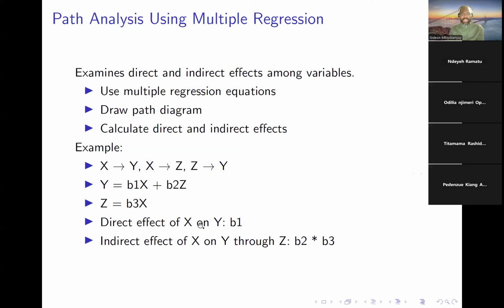So the direct effect of x on y is b1. The indirect effect of x on y is through z, which is b2 multiplied by b3. So the effect is really determined by these coefficients. The indirect effect of x on y through z is determined by the product of b3 and b2, because you see that x and z are related here by b2, and z and y are related here by b3. So again, this is maybe just a very, very narrow or very simple way of thinking about it.